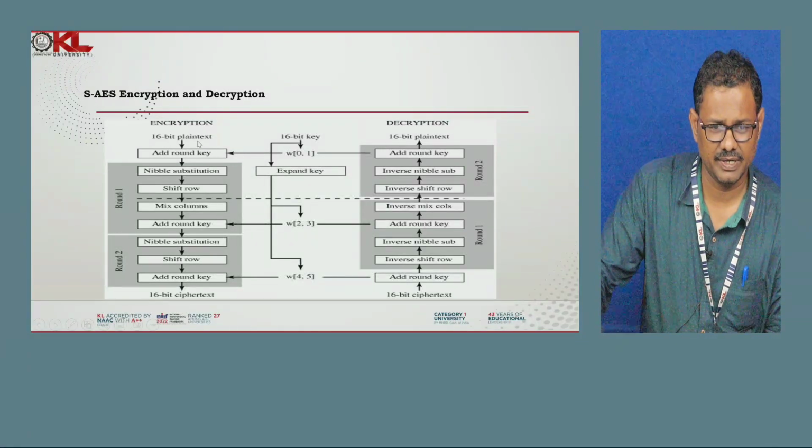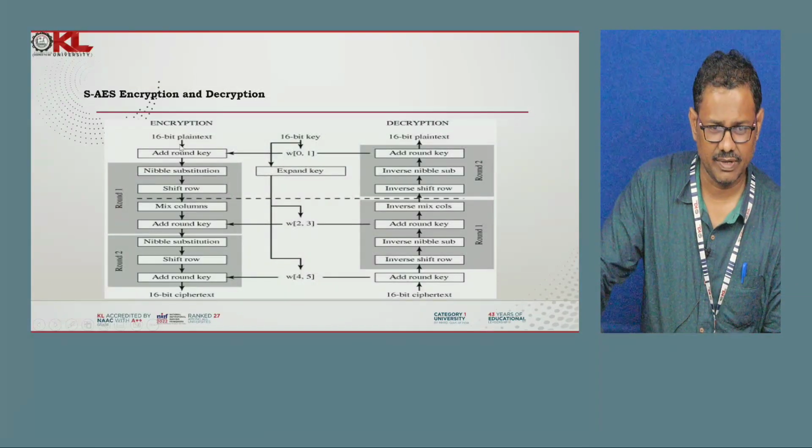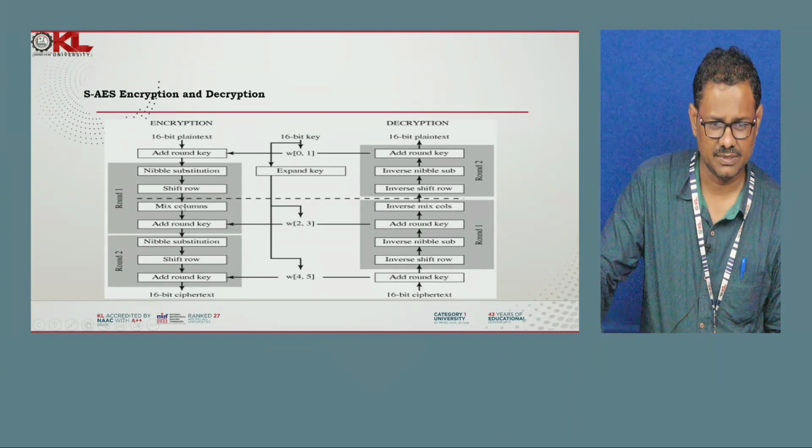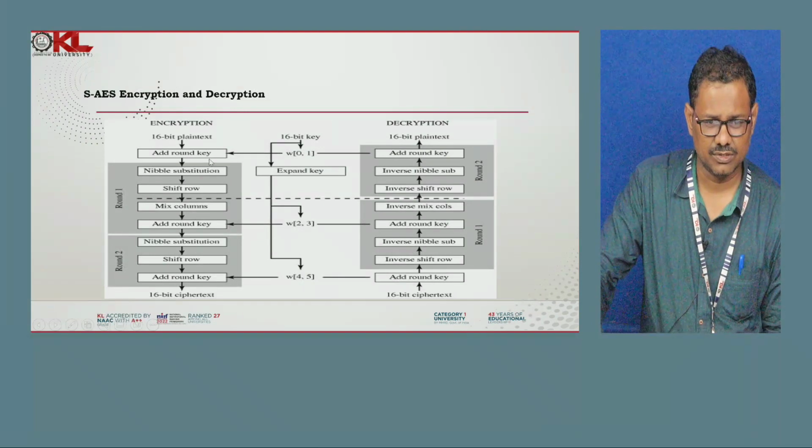We are applying 16-bit plain text to the add round key. So we are getting here W0, W1, W2, three words of key information. Add round key. We are getting the output here, that is applied to nibble substitution. The output of nibble substitution is input to shift row. The output of the shift row is applied to the mix columns. The output of mix columns is input to the add round key. So after this round 1 is completed. In this we are applying round 2.